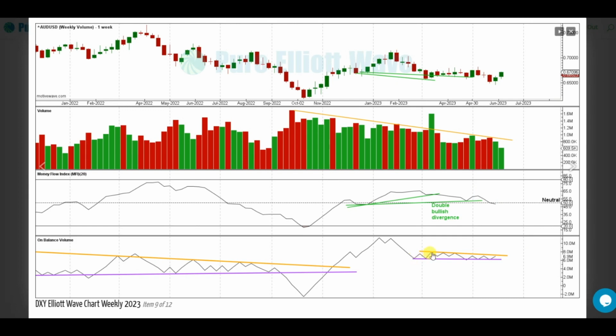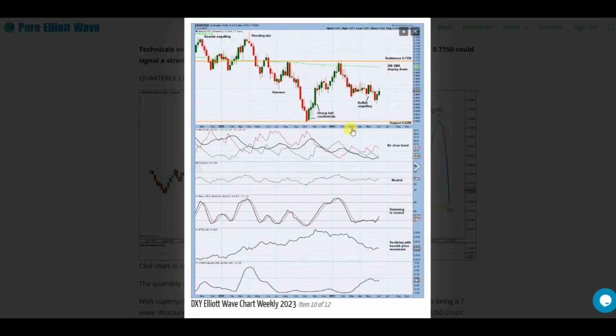Unbalanced volume has been trading in this tight range since early 2023 and has not yet broken out. For the rest of the weekly technicals, you can see resistance far above at 0.7150, support below at 0.6200. We're smack dab in the middle of that. 200-day moving average still sloping down. ADX showing no clear trend. RSI is neutral. Stochastics are returning to neutral. ATR is overall decreasing with bearish price movement, and we're showing no reliable correlation with the US dollar index.